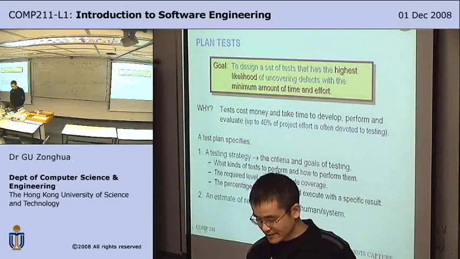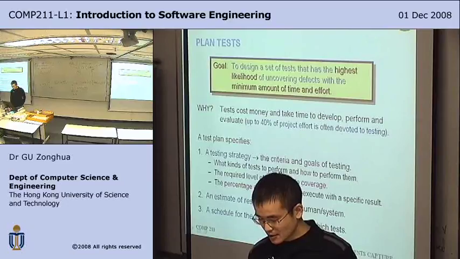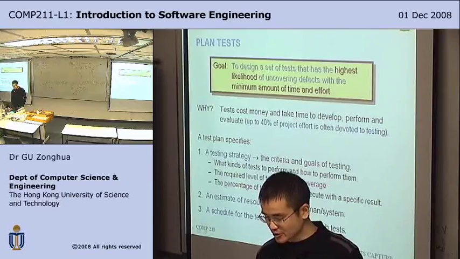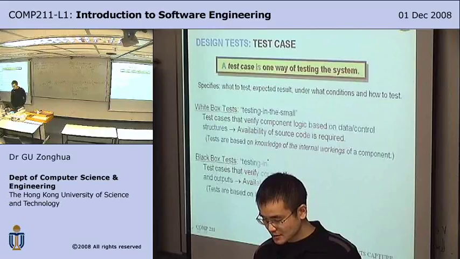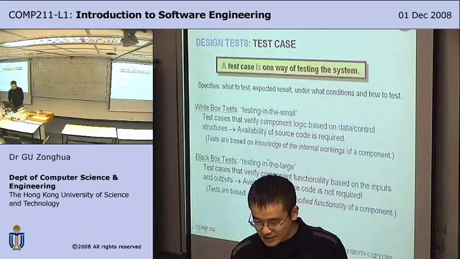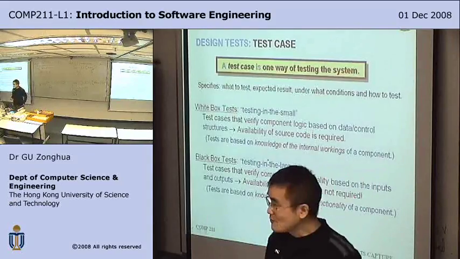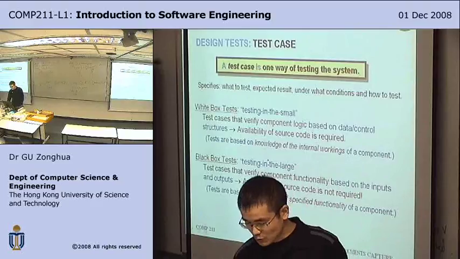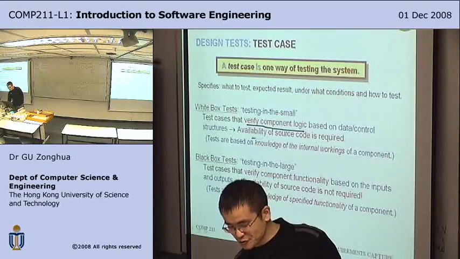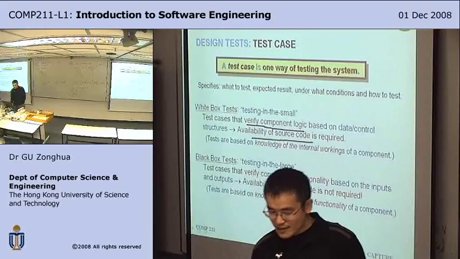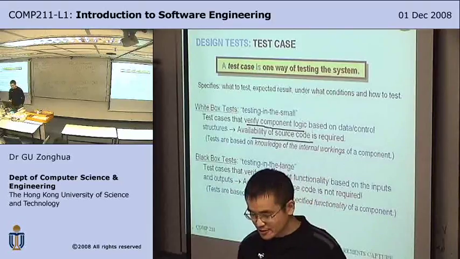So a test plan includes a testing strategy, resources, and a schedule. Testing has 2 types: white box, black box. White box is when you verify component logic, when we have source code. Black box is when you test the binary.